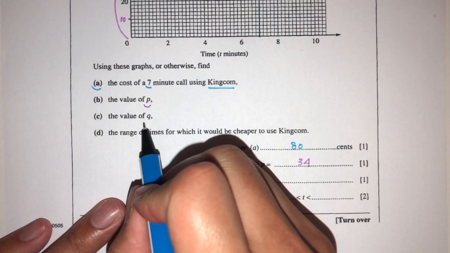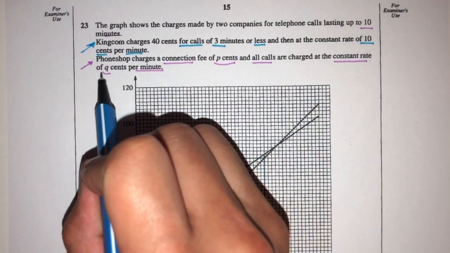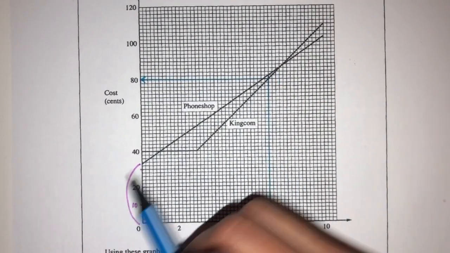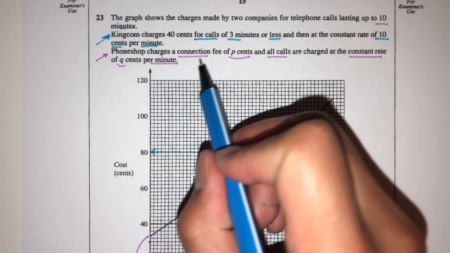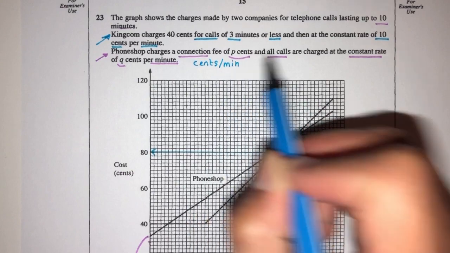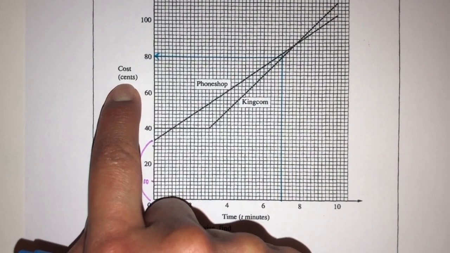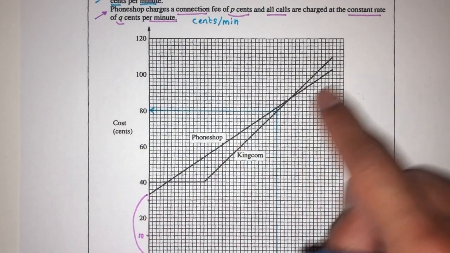Now for the value of Q, you are charged a constant rate of Q cents per minute. So we have to look at the graph. That will be the gradient of the graph, because as you can see, it is cents per minute. If you find the gradient here, it is the height. The height is cents per minute. So we have to look at the gradient of the line PhoneShop.